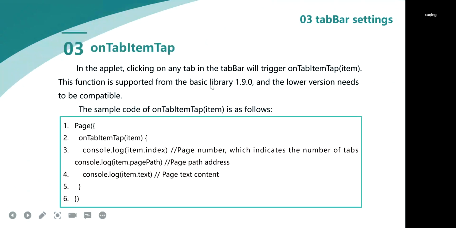So you see, in the applet, clicking on any tab in the Tabbar will trigger on tab item. This function is supported from the basic library 1.9, and the lower version needs to be compatible. You see here we have sample code of this on tab item.